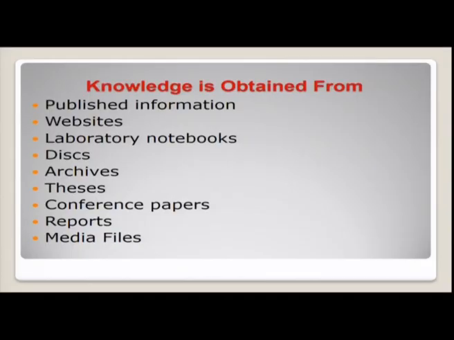Now, let us see how knowledge is obtained, from what resources we could obtain the knowledge. So, knowledge is obtained from published information. As I said, when you read various textbooks, you can get as much information as possible, and that gets stored in your mind, and you can apply it when and where it is required. So, that is what published information speaks about.